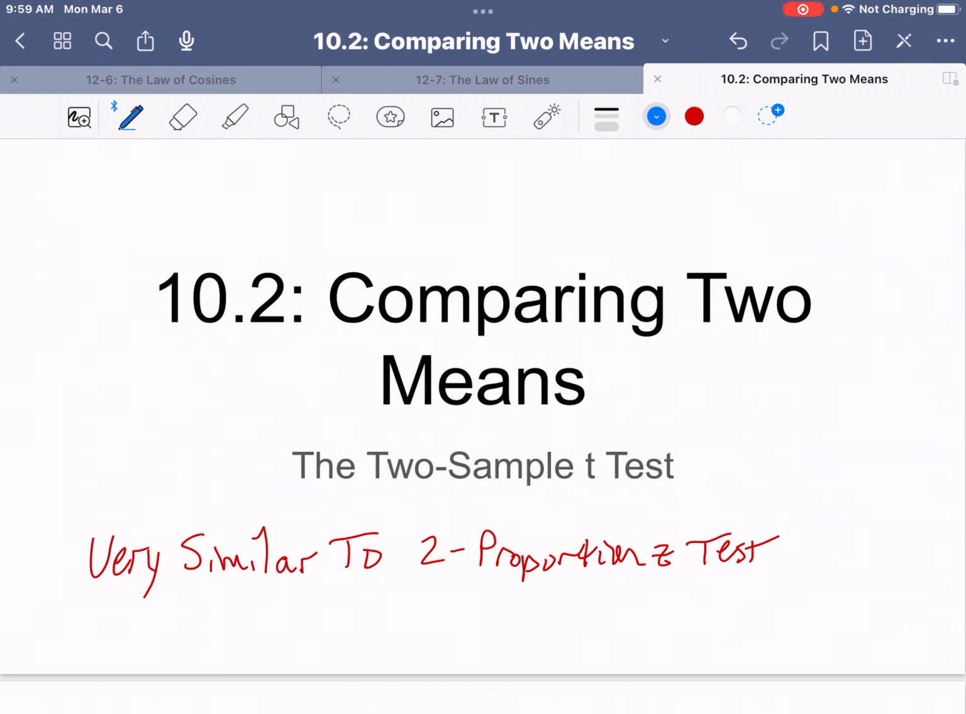Okay, AP Statistics students, so we're moving on to section 10.2, which is learning to compare two means, or what we call the two-sample t-test. In section 10.1, we learned about the two-proportion z-test. Now in section 10.2, we're going to be learning the completely similar two-sample t-test. If you have a level of comfort with the two-proportion z-test, this should not be too bad.